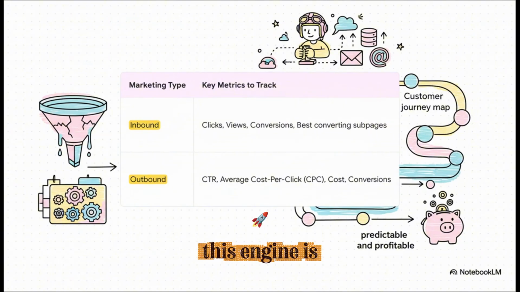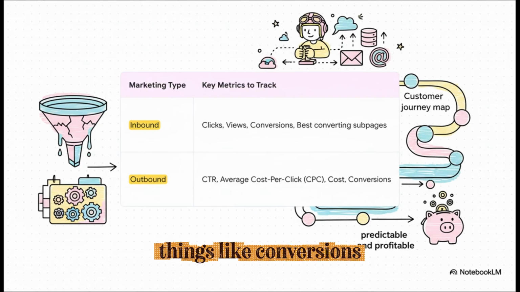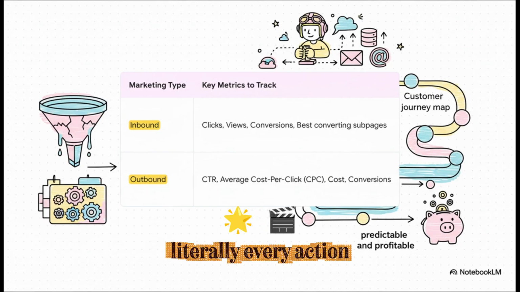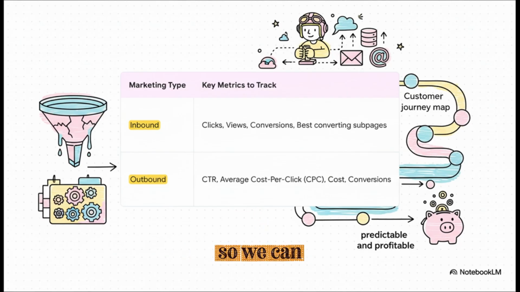So how do we know if this engine is actually running well? Easy. We measure everything. For inbound stuff, we're looking at things like conversions. For outbound, we're tracking key metrics like click-through rate, that's the CTR, which is just the percentage of people who see an ad and click it. And we also track cost per click. Literally every action is measured and analyzed so we can make the machine as efficient as possible.